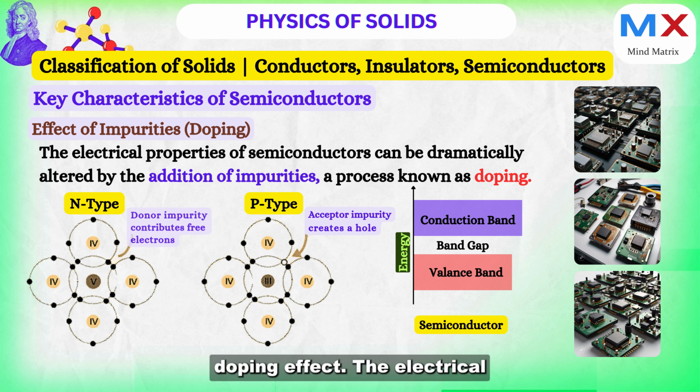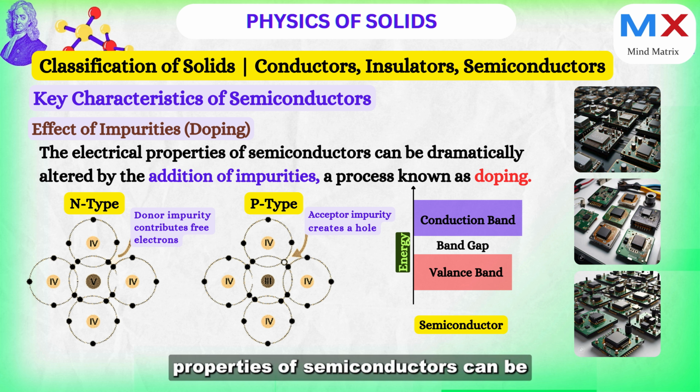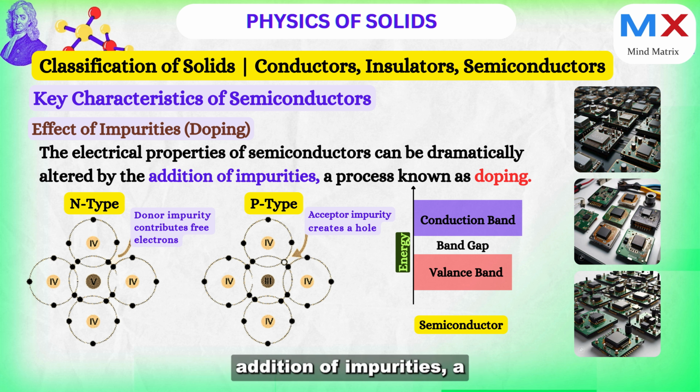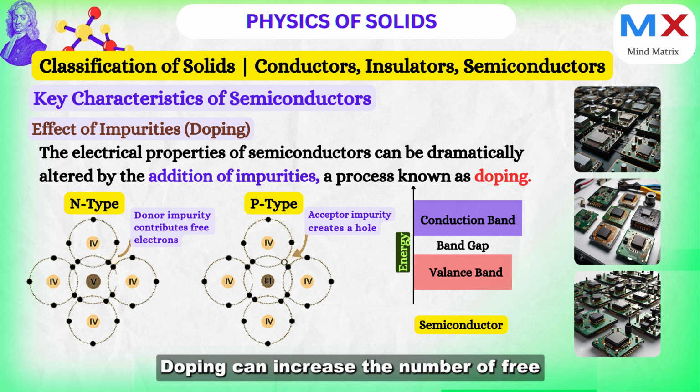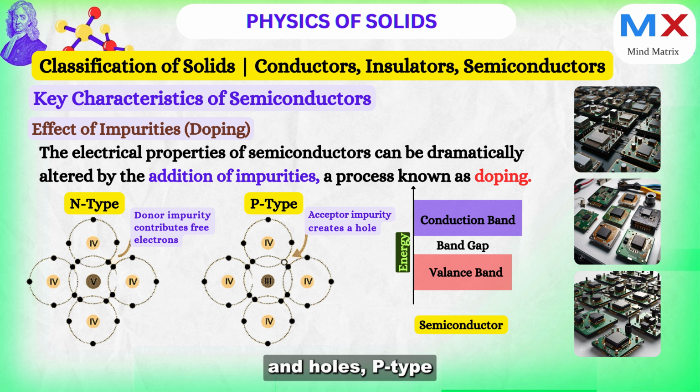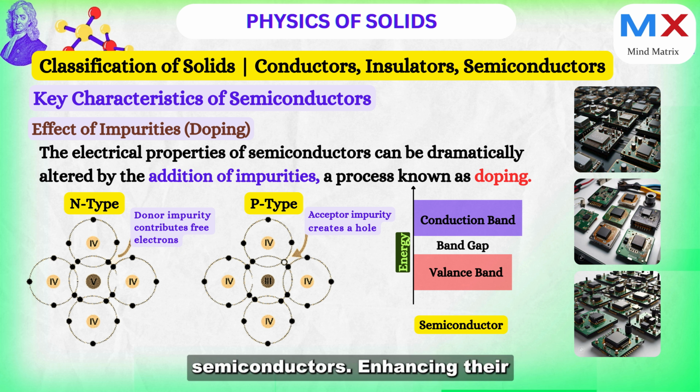The next we have is effect of impurities, the doping effect. The electrical properties of semiconductors can be dramatically altered by the addition of impurities, a process known as doping. Doping can increase the number of free electrons, giving N-type semiconductors, or holes, giving P-type semiconductors, enhancing their conductivity.